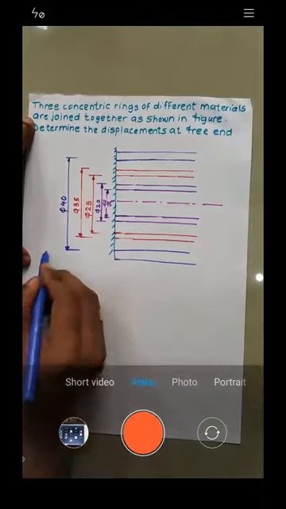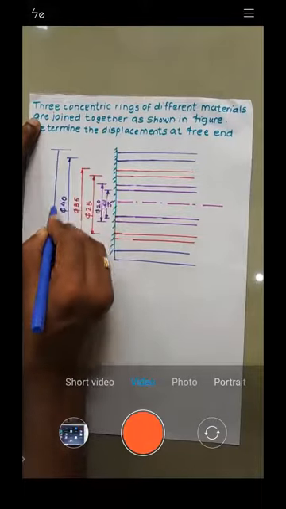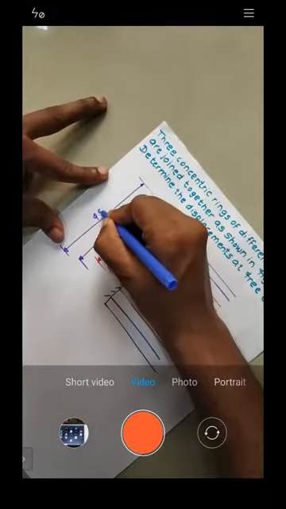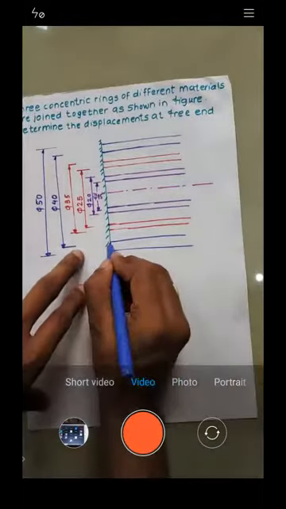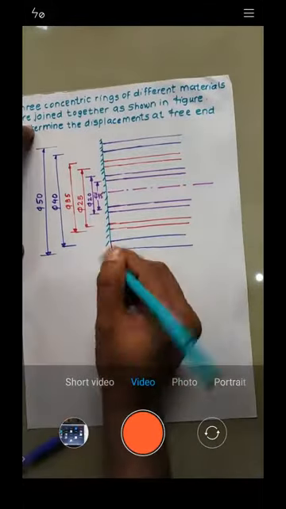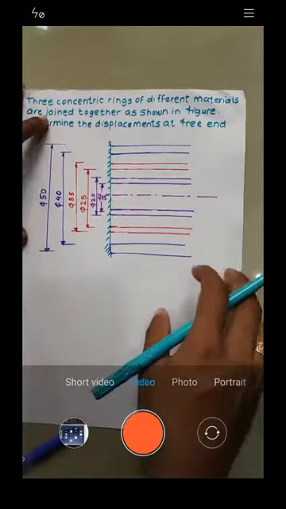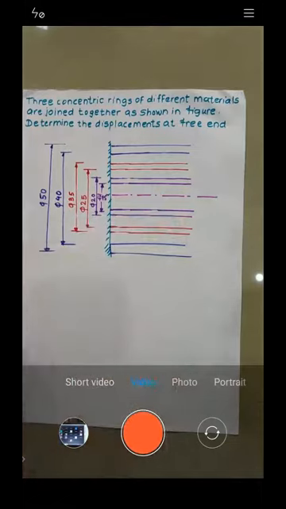So this is the outer diameter with phi equal to 50. Is that okay to everyone? All of you, is that okay? Yes or no?